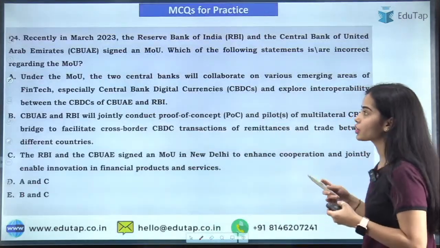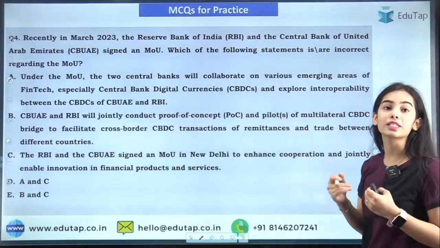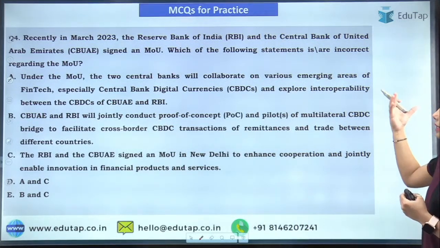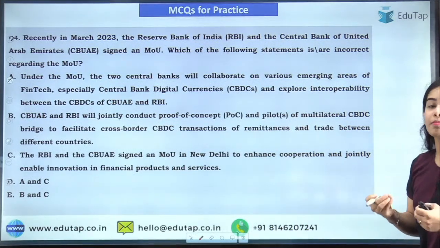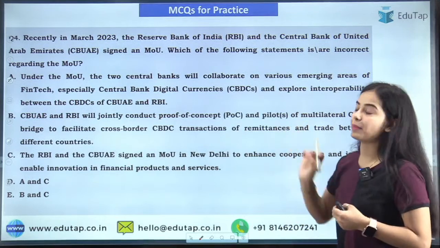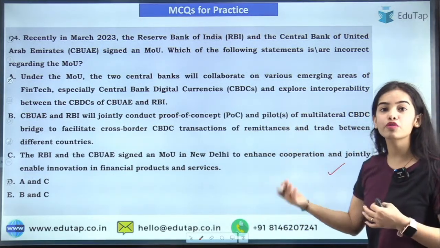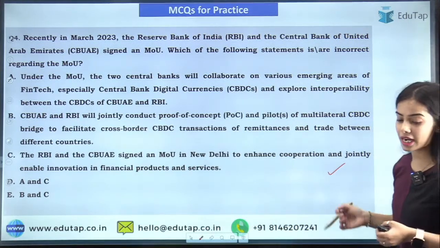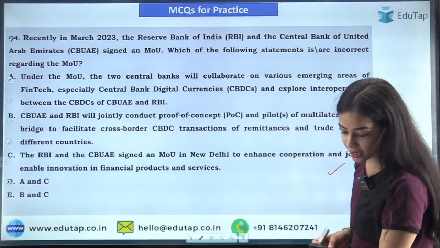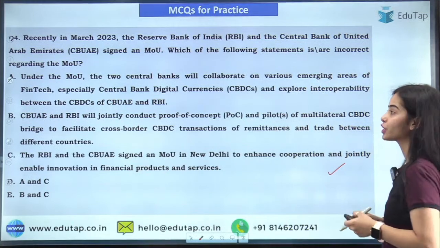Now the next question is regarding the MOU that has been signed between the Reserve Bank of India and the Central Bank of United Arab Emirates. You have to tell which of these statements is correct. As we move forward, there will be harder and harder questions that you will have to answer. I hope you are able to answer the questions.